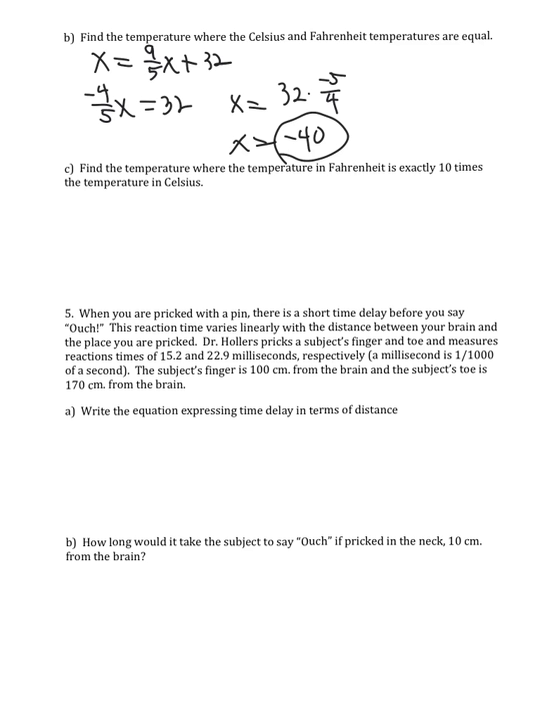And how can we confirm that? Well, let's plug negative 40 into our equation. 9/5 times negative 40 plus 32 is going to give us negative 72 plus 32, which is going to give us negative 40.